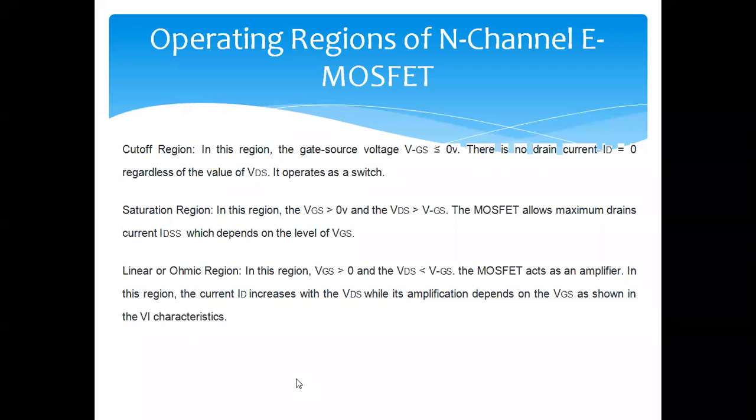And of course, for a MOSFET as an amplifier, you have to operate the MOSFET in this region only. So in this region, the current ID increases with the VDS, while its amplification depends on the VGS as shown in VI characteristics. We have already seen its VI characteristics.